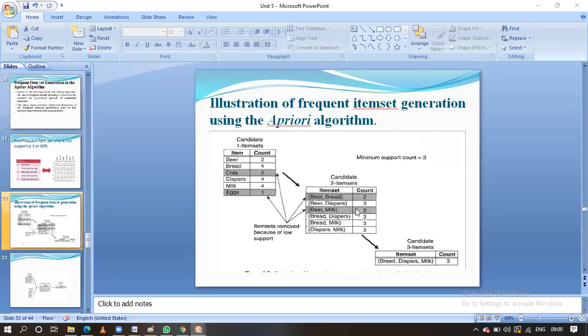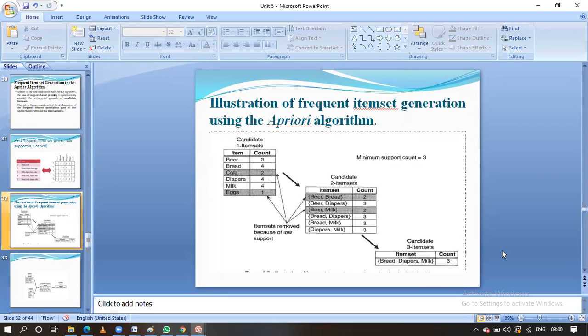Okay, next, how we are going to generate the candidate 3 item set: first we take beer, diapers, combined with all four items, that is beer, bread, diapers and milk. Already in this one, beer and diapers is there. So beer and diapers, bread, and beer and diapers, milk. For these two combinations also we have to write down the candidate three item set. Finally we get beer, bread, diapers, and how many times it is repeated. Based on the minimum support count, we are going to eliminate that one. Finally, we get this one.